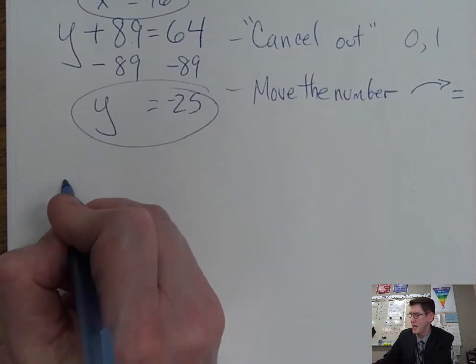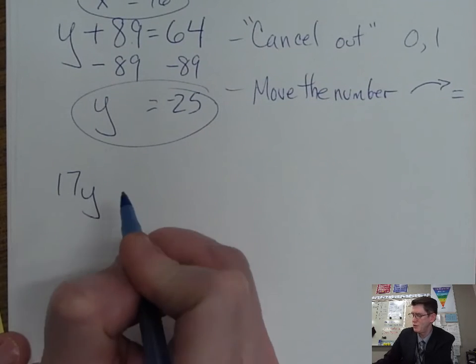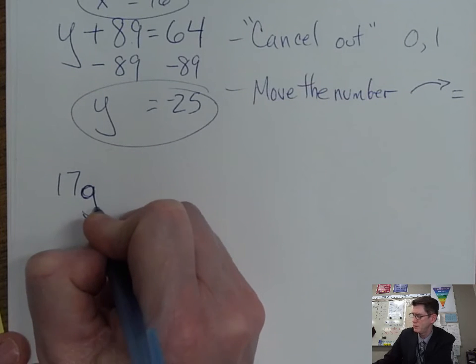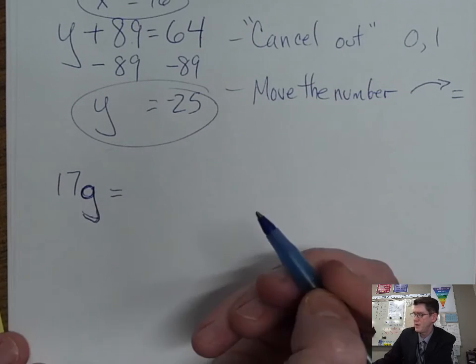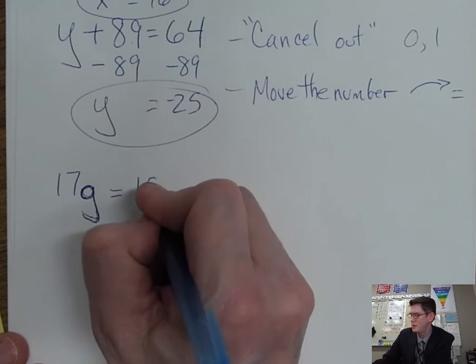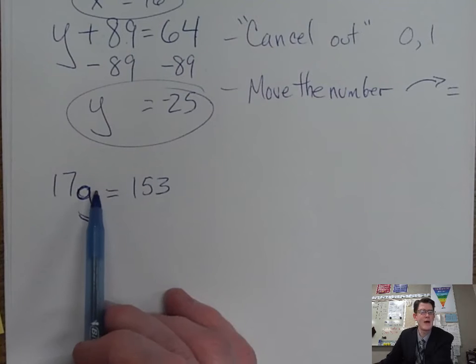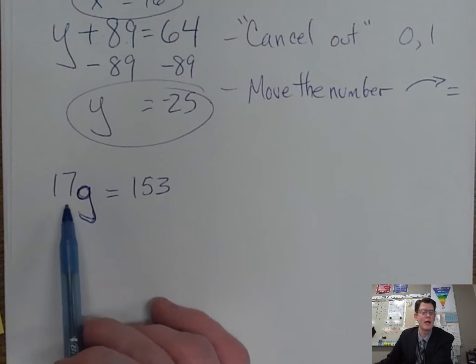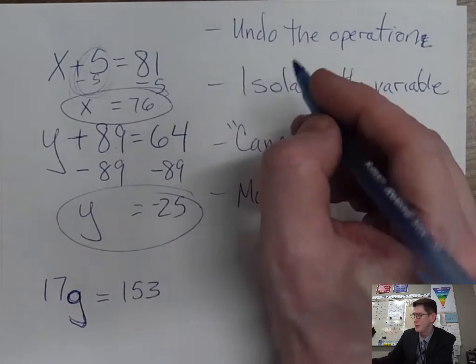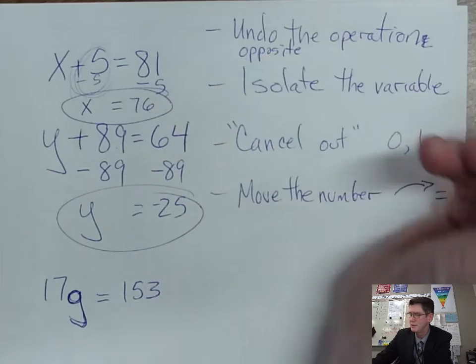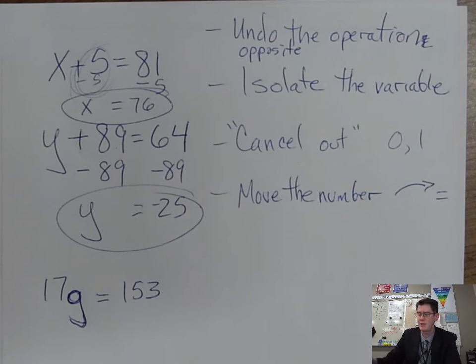Let's say I've got 17g. What if I have 17g is 153? Well, how do I find out what g is? Well, I do the opposite operation. Undo the operation. We undo by doing the opposite operation.